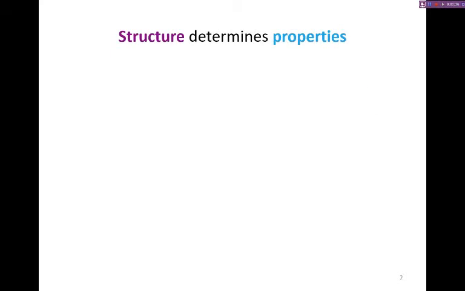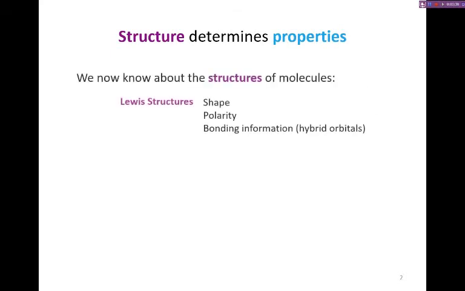So we've talked already about how structure determines the property of molecules. And we know about the structure of molecules using the Lewis structures. We can talk about the shapes of the molecules, their electron domain geometries and their molecular geometries. We can talk about the polarity of the molecules. We've also started talking about bonding information, where the electrons are within the bonds and hybrid orbitals.